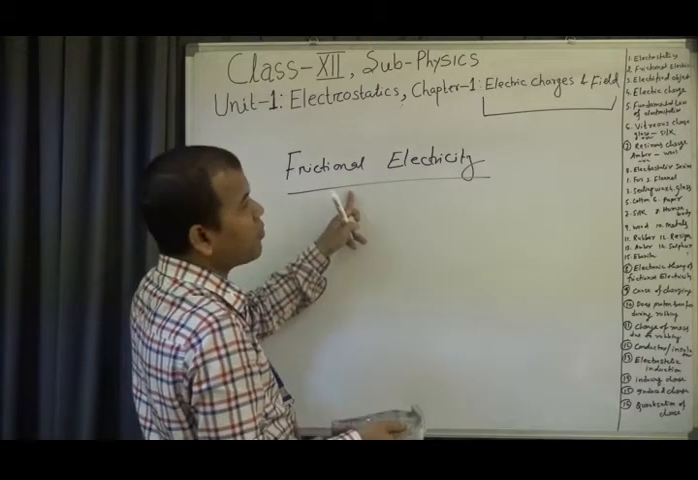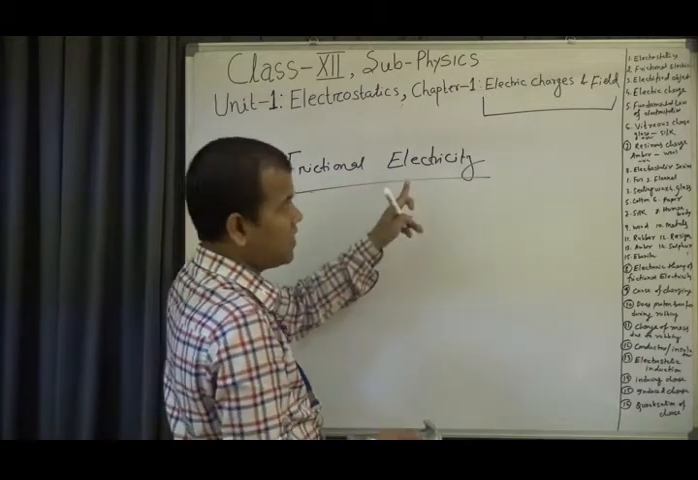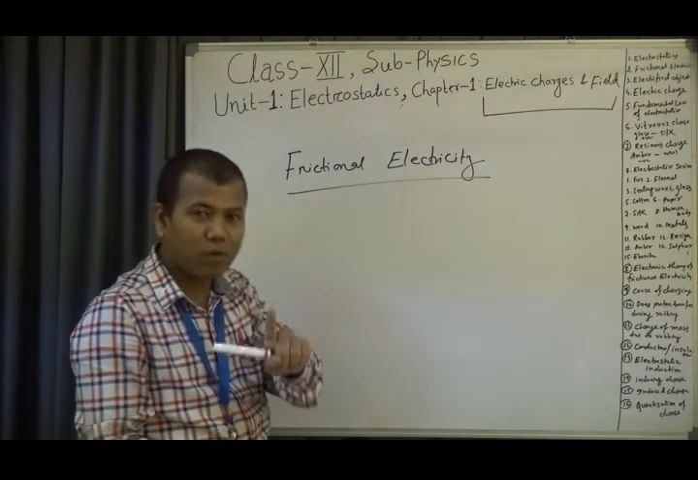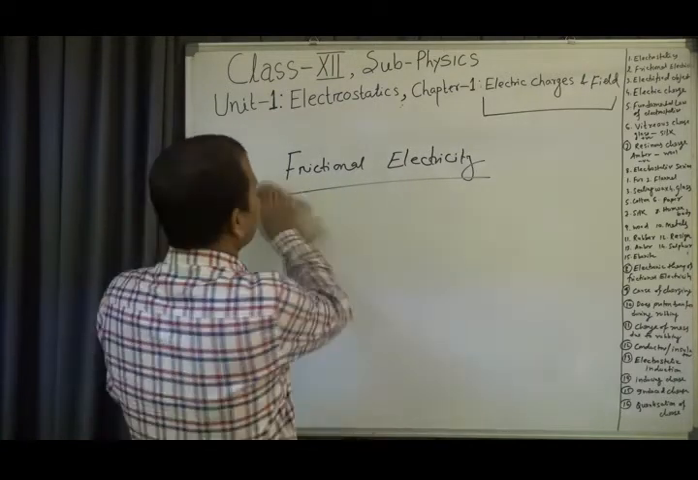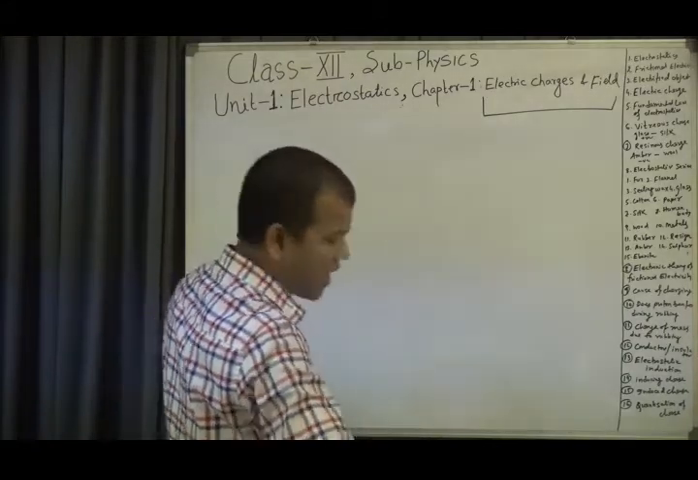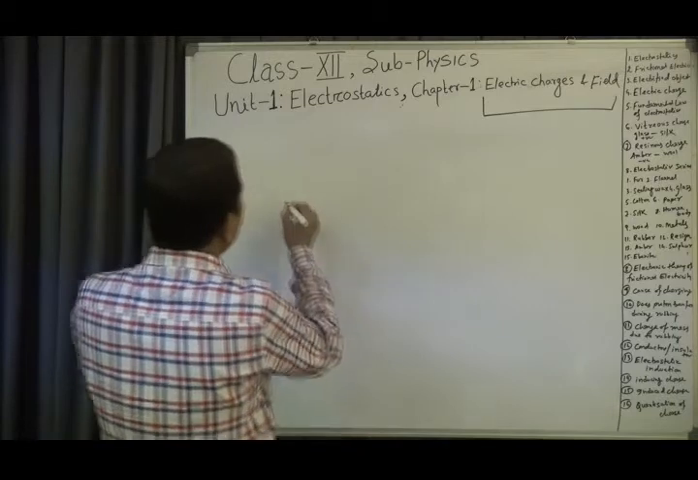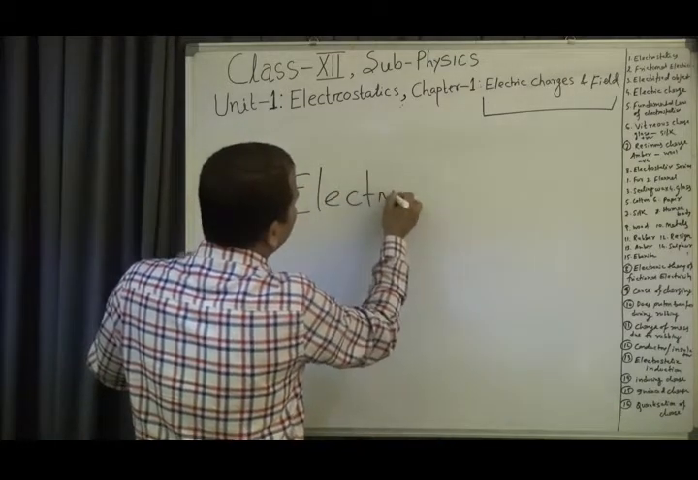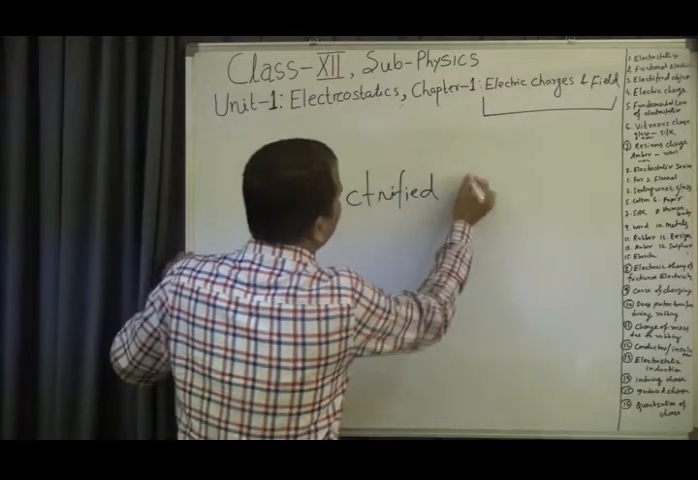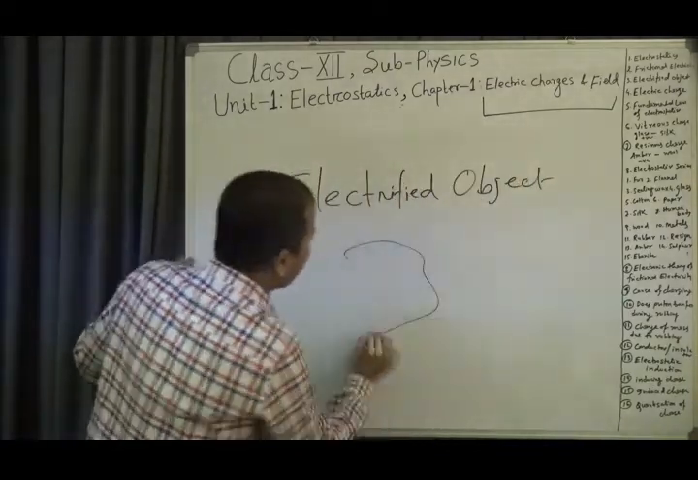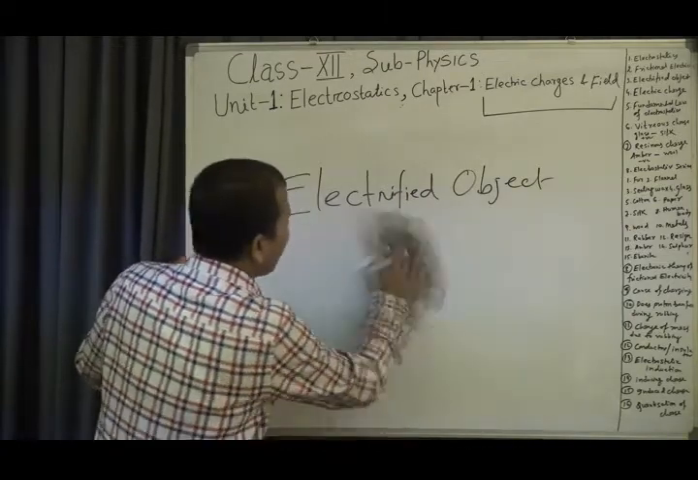Okay, I told you about frictional electricity: the charges which are developed by rubbing one object with another. So this is about frictional electricity. Now, what is an electrified object? Suppose this is the balloon. What have I done? I have rubbed the balloon.